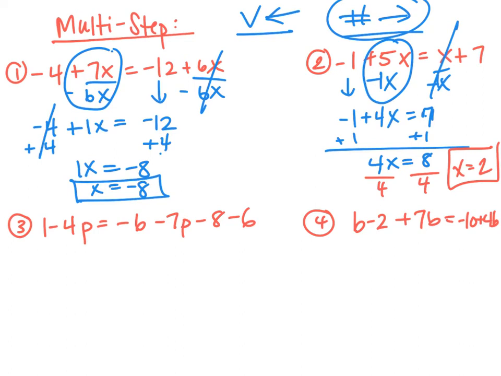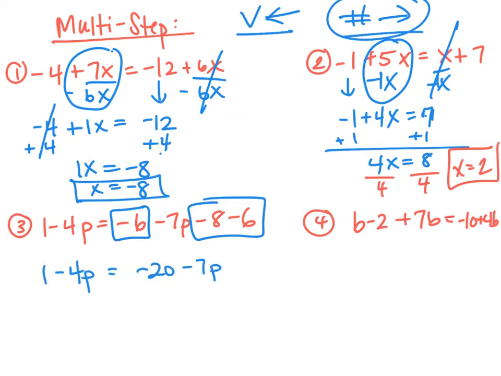Alright, so let's look at this one. It looks a little longer, but here's what's happening. There are multiple numbers here, which means we need to combine like terms. So negative 6 minus 8 is negative 14, and then minus 6 is negative 20. So now we got the same deal as we did here. A number and a variable, number and a variable.